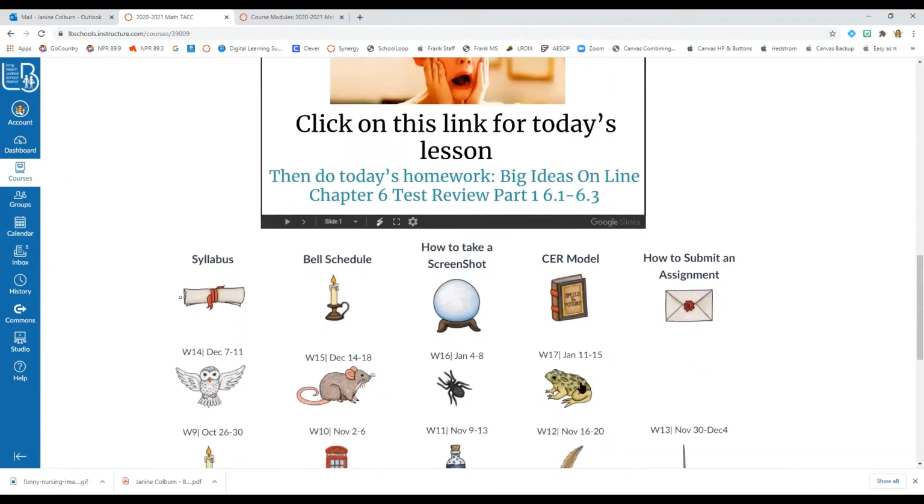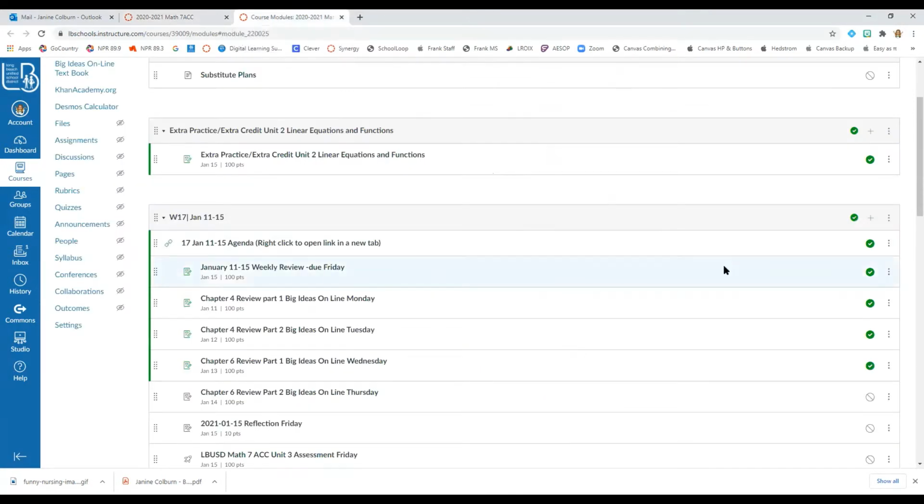Okay, we are currently on week 17. If you click your link to the module, if you're Math 7, it's a frog. If you're Math 8, it's a cannon. If you click on it, it takes you to this week's module. Extra practice, extra credit is due Friday. Any missing work is also due Friday. Here's the module for week 17.